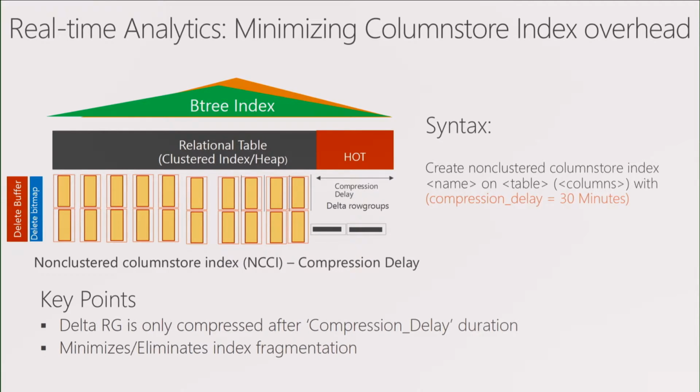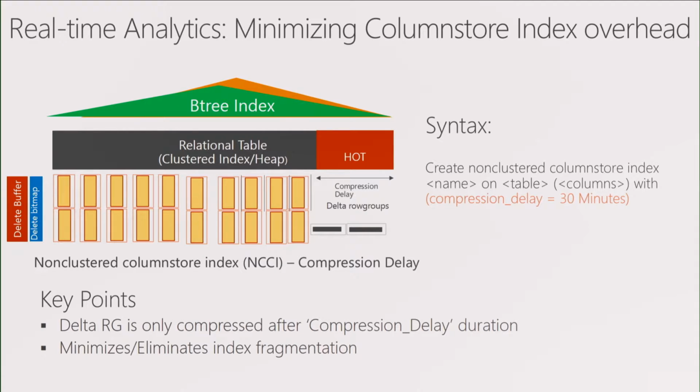So when we decide to compress the delta row groups into a compressed row group, we will exclude any rows that have been inserted in the last window, so the last 30 minutes in this case. So we'll compress everything else and leave off those rows that are still within that window.